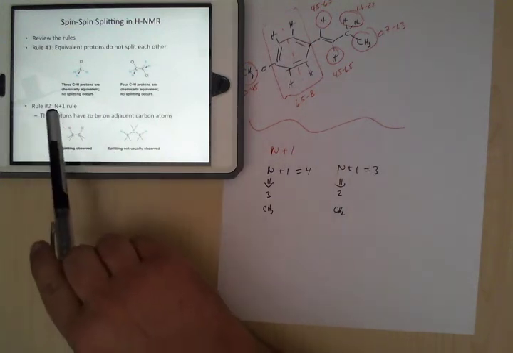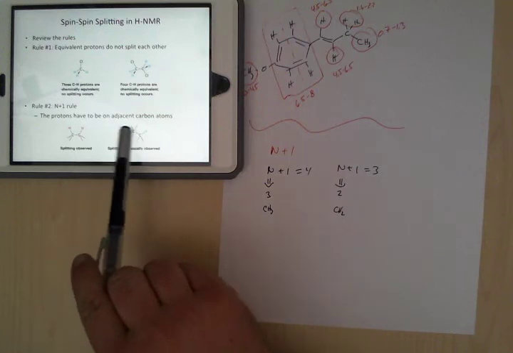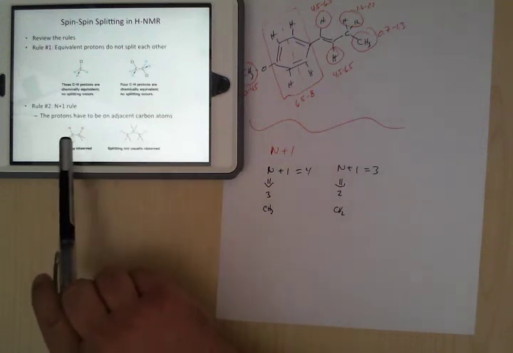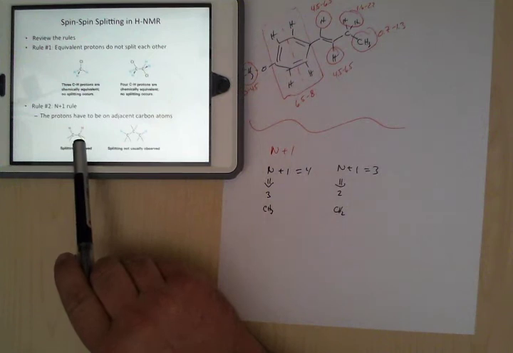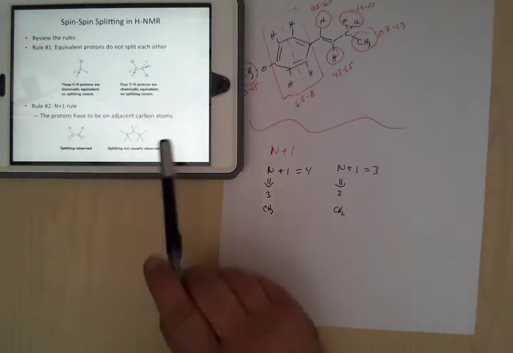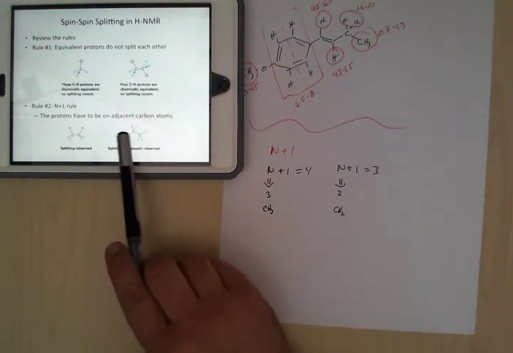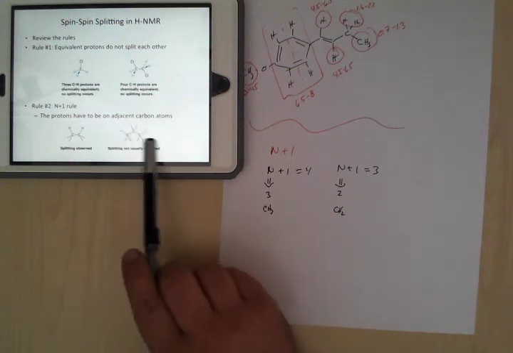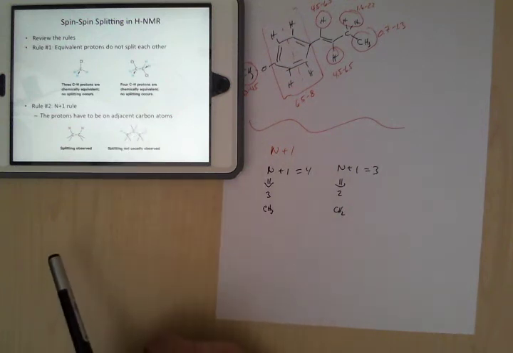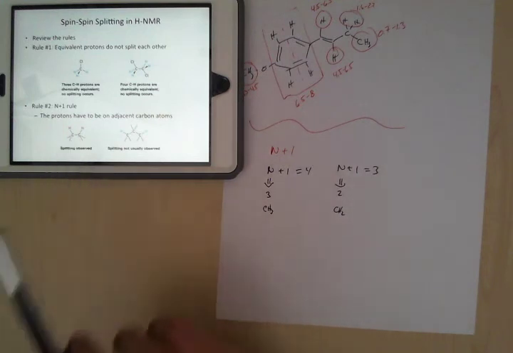The n+1, and don't forget the n+1 rule. The protons have to be on adjacent carbons. So these 2 guys split. This is the direct neighbor. You can get further away, but that's way more complicated than this course. But these 2 guys, these blue ones, are too far away. There's a carbon in between them, so they do not split each other. So you have to be a direct neighbor.